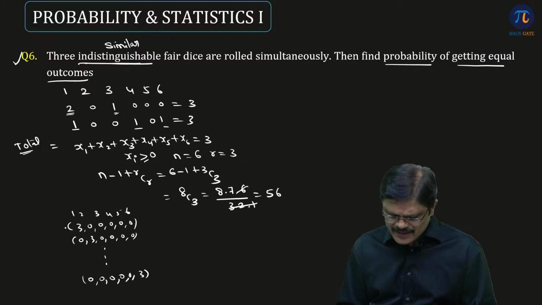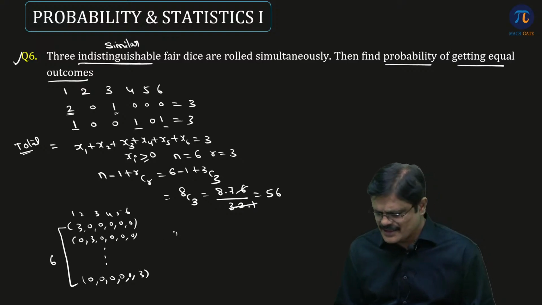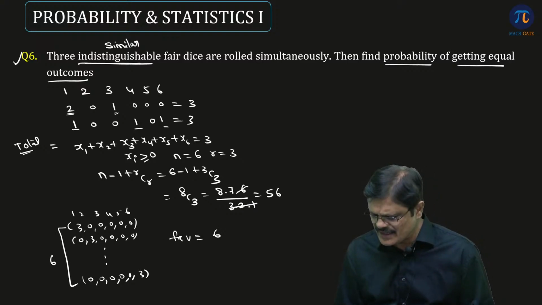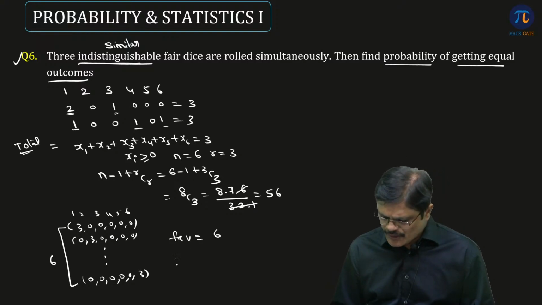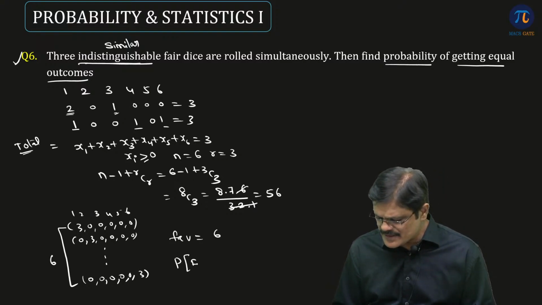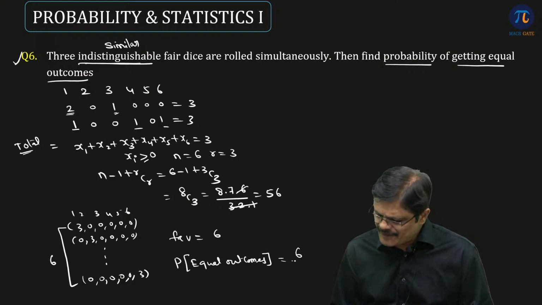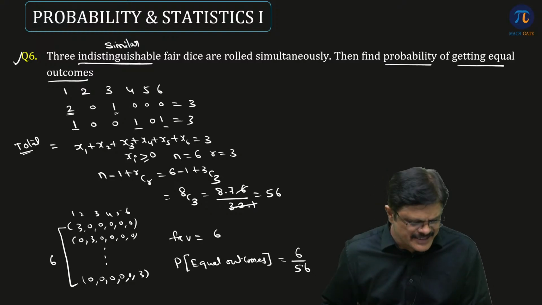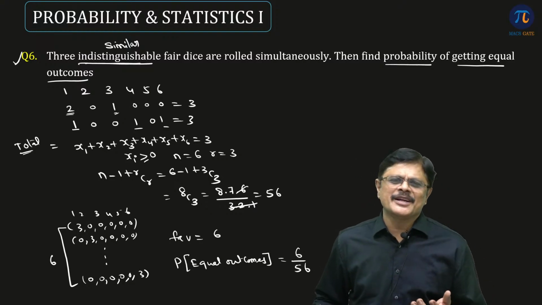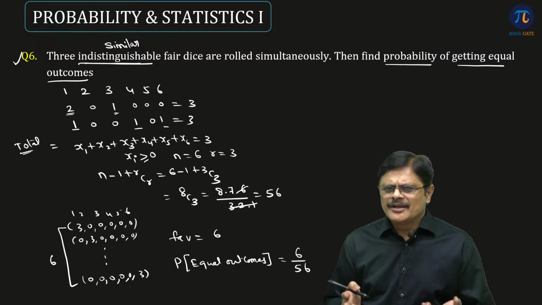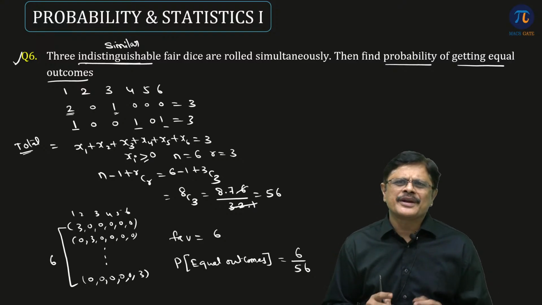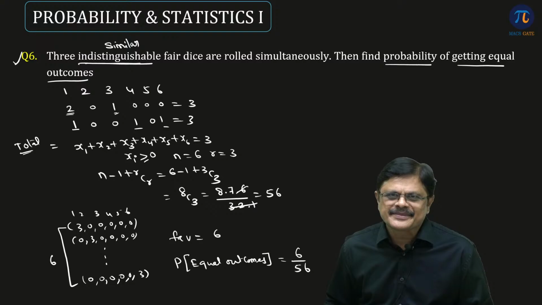Is the idea clear? So how many such cases? 6. So how many favorable cases for this, sir? 6 favorable cases. So what is the probability of getting equal outcomes? The probability of getting equal outcomes is given by favorable divided by total, 6 by 36. See, for the GATE examination, for probability, if you understand up to here, you can easily answer the questions, my dear friends. Is the idea clear?